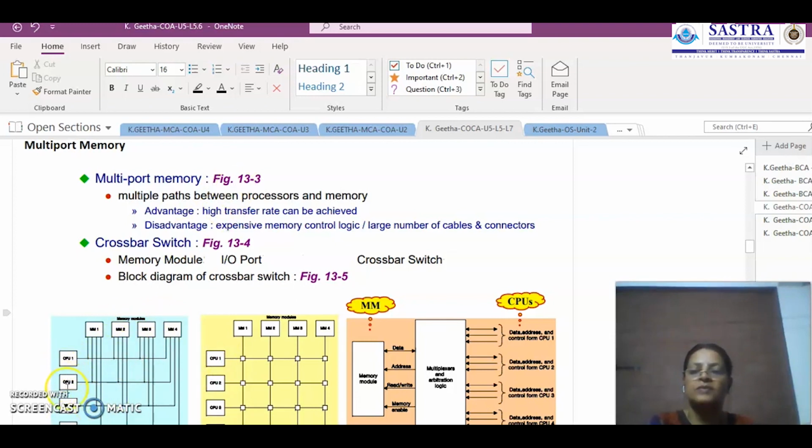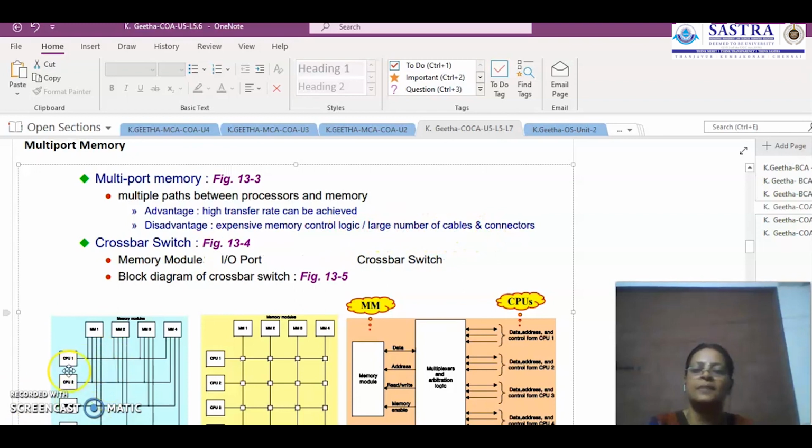So we have the CPUs arranged in one column and all the memory units arranged in different columns. Each CPU will be connected with all the memory modules, and similarly these memory modules also will have a one-to-one connection with all the processors. This connection is established by means of multiple ports, and at any point of time any processor can interact with any of these memory modules. The advantage of this type of structure is high transfer rate, because they operate independently and are not going to share the bus. The efficiency or the speed of transfer is very high. But the drawback is it is an expensive memory, a control logic, and a large number of cables and connectors.